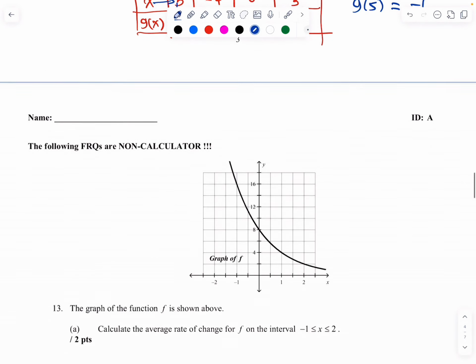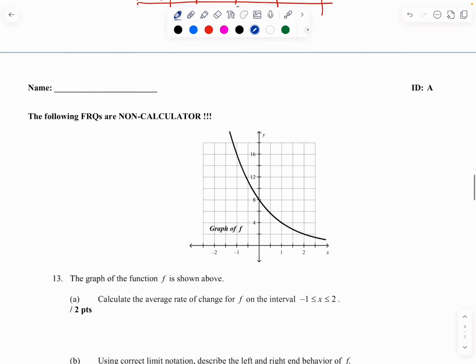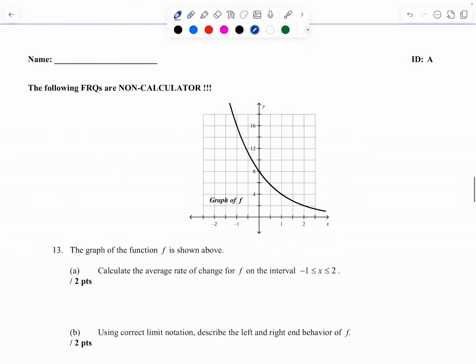Now let's go to question 13. For question 13, they want us to find the average rate of change given that graph of f on this particular interval. So how do you do that? Average rate of change, I'll write that as A equals, I always want you to draw a line like this and then take your interval and put it at the denominator. So you have 2, you have -1, and then you subtract those numbers.